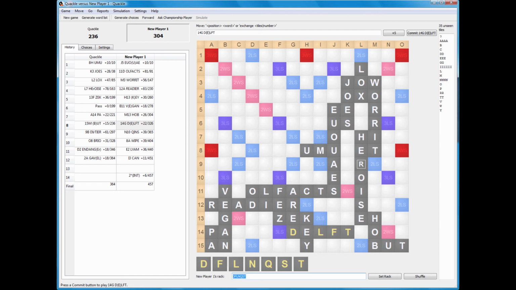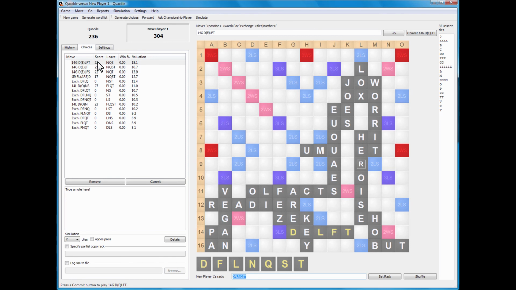I liked the idea of keeping the score going. I didn't like the idea of getting no points at all. So let me run the simulation. Well, let me generate the choices first. There's my Delft play. Let me just see if all the changes are in here that I want.